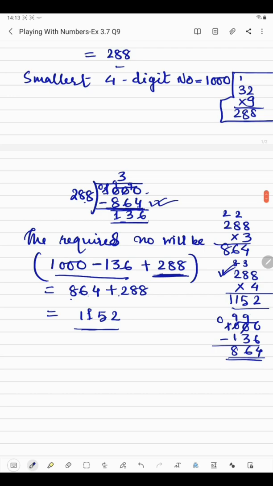See, 288 multiplied by 4 is 1152. So this is the smallest 4-digit number, because when you multiply by 3, we have got 864, which is having 3 digits. So the smallest 4-digit number is 1152. So the required number will be 1152.